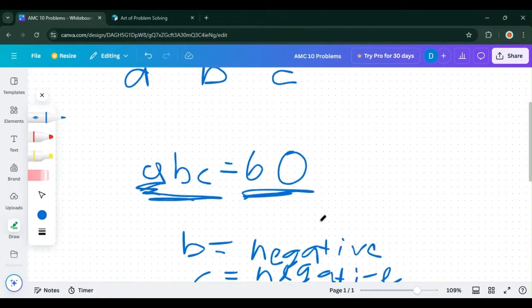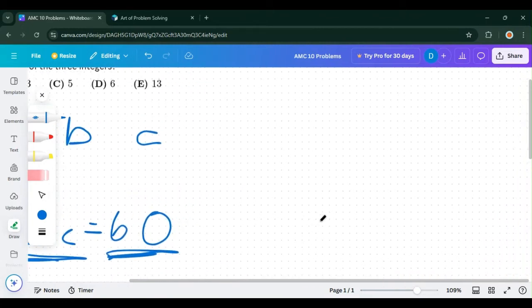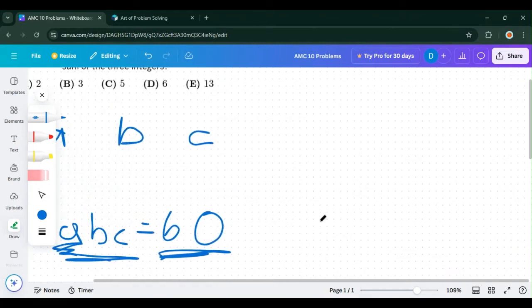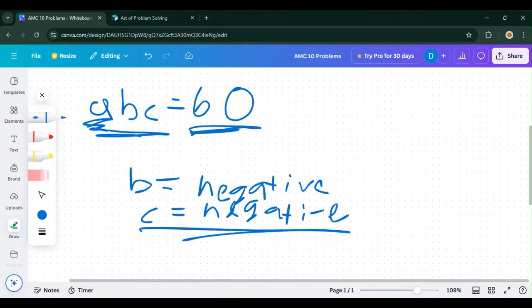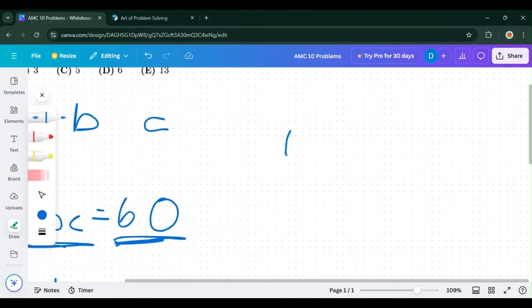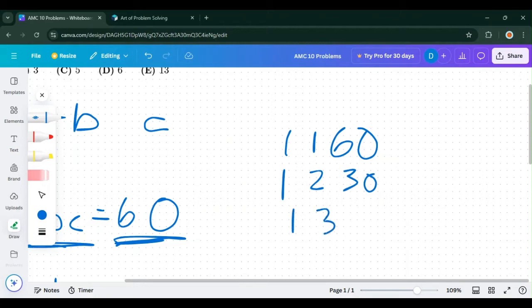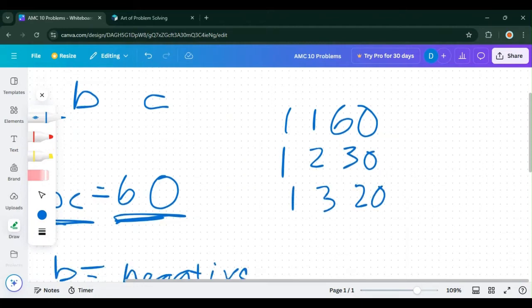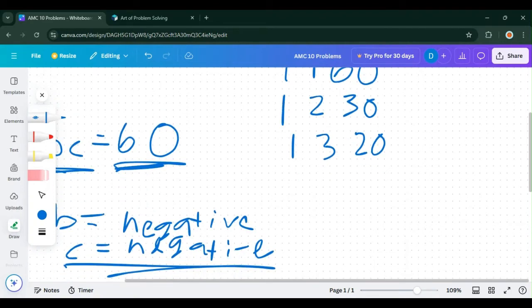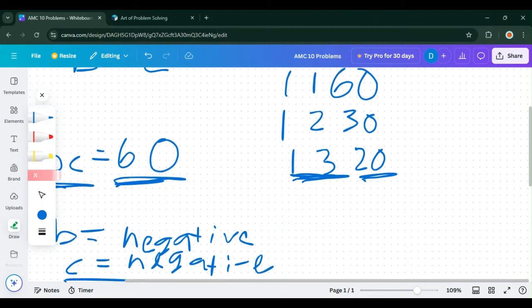And then we just have to test. So we'll first test the positive combinations and then put which values are negative. So 1, 60, 1, 2, 30, 1, 3, 20. I mean, all of these are too big, so we don't have to really list them because as you see here, these two have to be negative, because if then 20 is negative, the sum would be a negative number. So we don't have to list these.